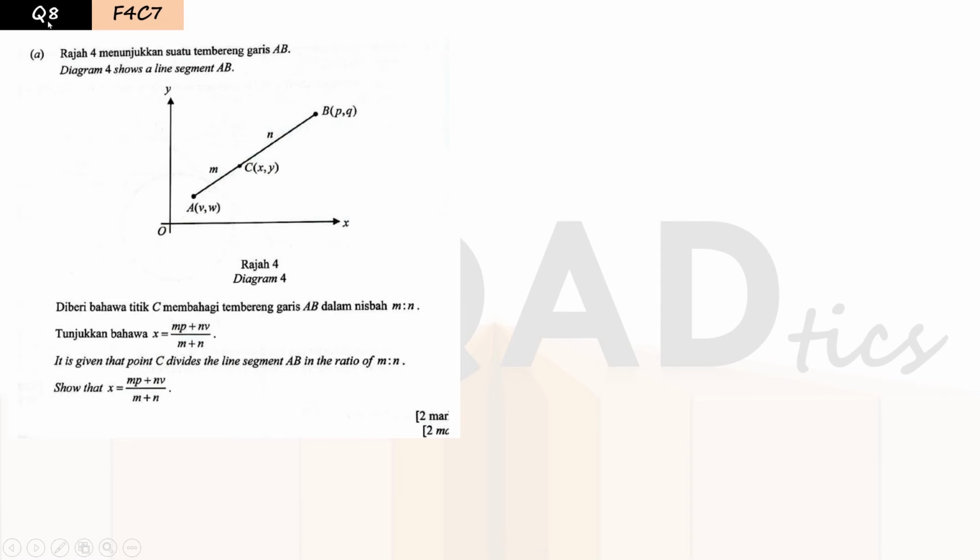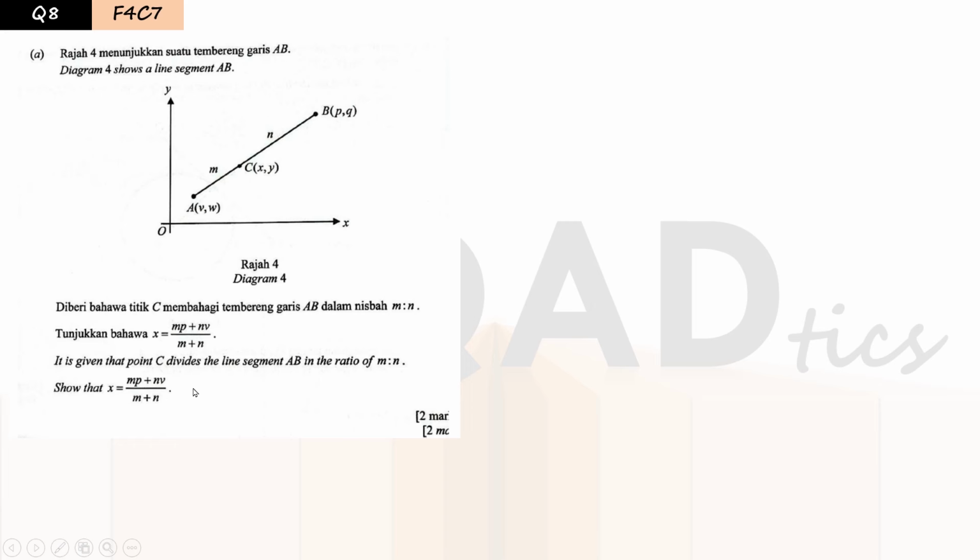Question 8 focuses on coordinate geometry, and in part A, in this diagram, we are given a line segment AB. It is made up of 3 points here, A, C, and B, and we are given the ratios. A to C is m parts, and C to B is n parts. Now we need to show that x is equal to (mp + nv) over (m + n). This is quite complex, so is it something that we have learned before?